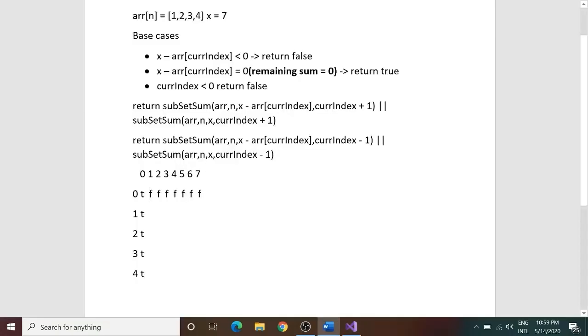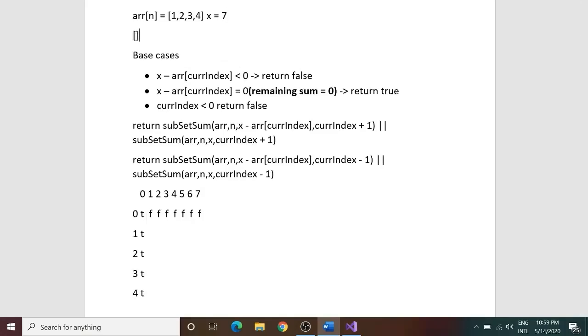Look, what does this subproblem mean? This subproblem means that I have an element 1 with me in the array, and I need to make a sum of 1. So can I do it? Yes, I can directly do it because I can easily see that these both elements are the same.